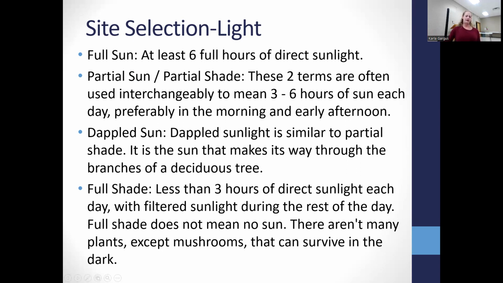Okay, so this terminology on light: full sun, partial sun, dappled sun, full shade. What does all this mean when you read it on the label? Essentially we can say full sun is going to be 6 full hours of sun or more per day. Those plants are going to need full sun for a minimum of 6 hours, but they could use more. If you see a plant labeled for partial sun, partial shade, those terms are kind of used interchangeably, and they can survive with 3 to 6 hours of direct sun and then shade the rest of the day, and they'll still be okay.